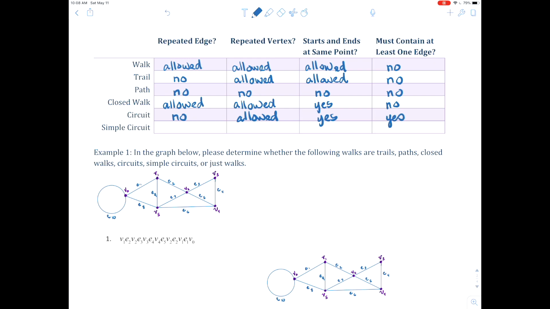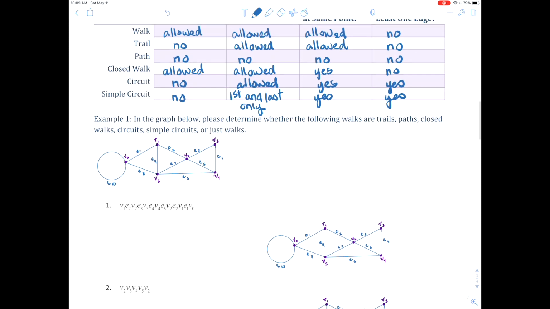So a simple circuit means that it's a circuit that has no repeated vertices except for that first and last. So you will not have your repeated edge. This one, first and last only. Starts and ends at the same point, yes, and it has to have at least one edge. Cool?